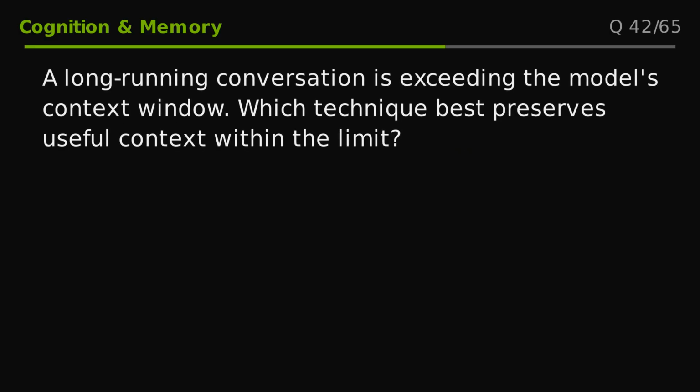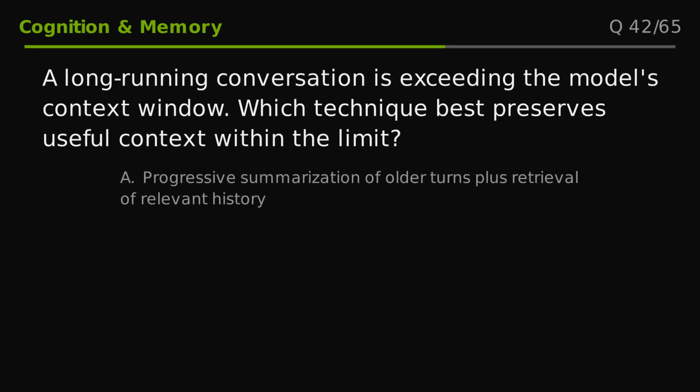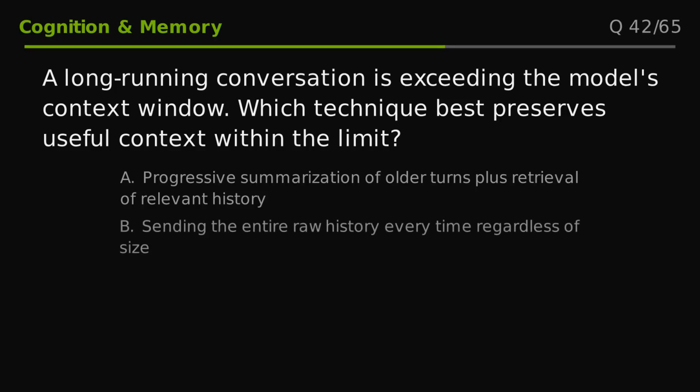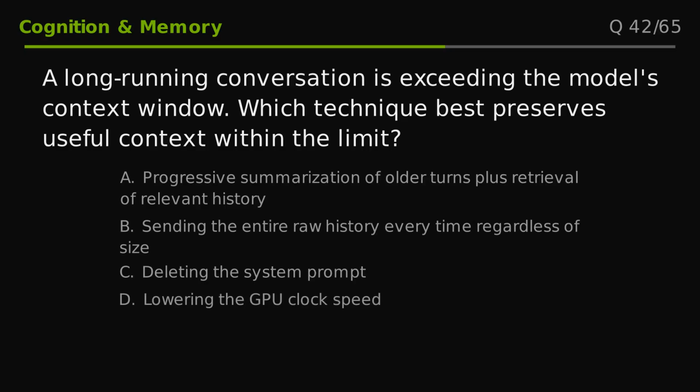Question 42. A long-running conversation is exceeding the model's context window. Which technique best preserves useful context within the limit? Option A. Progressive summarization of older turns plus retrieval of relevant history. Option B. Sending the entire raw history every time regardless of size. Option C. Deleting the system prompt. Option D. Lowering the overclock speed.